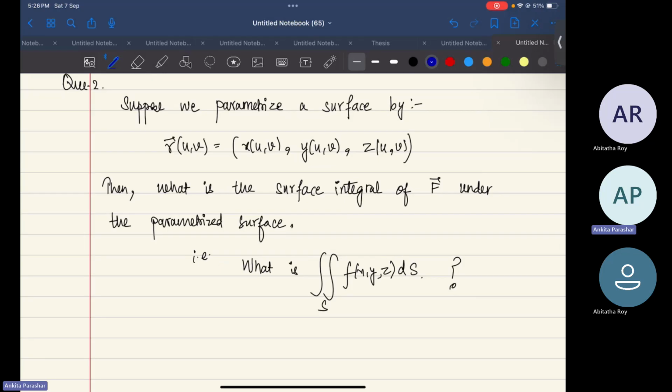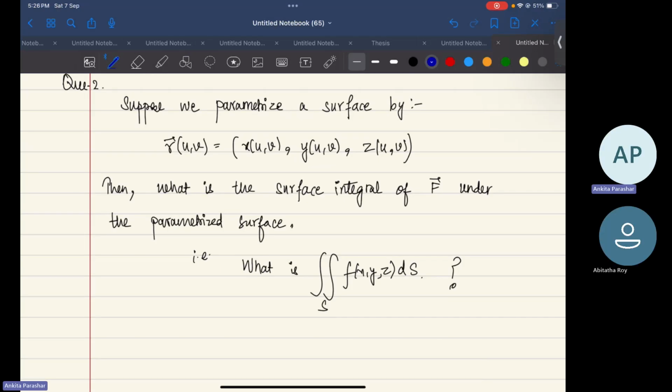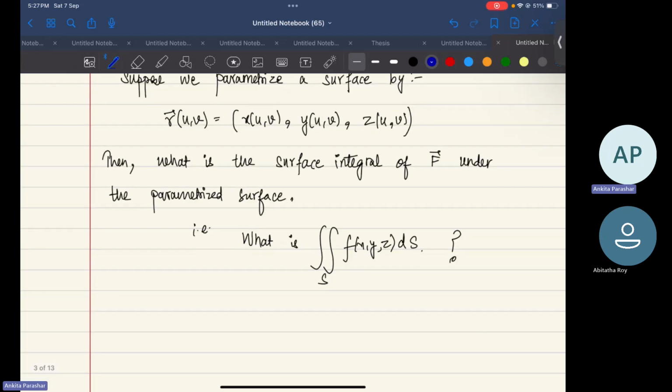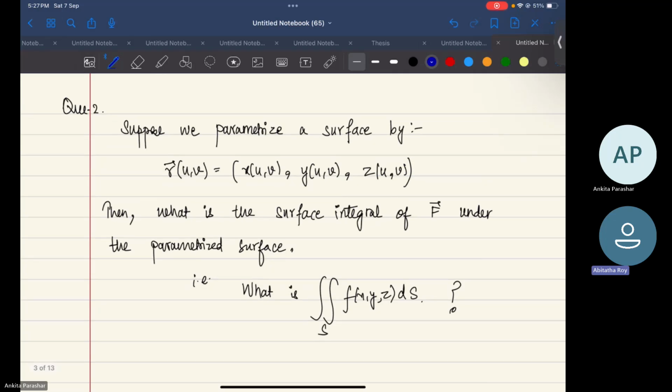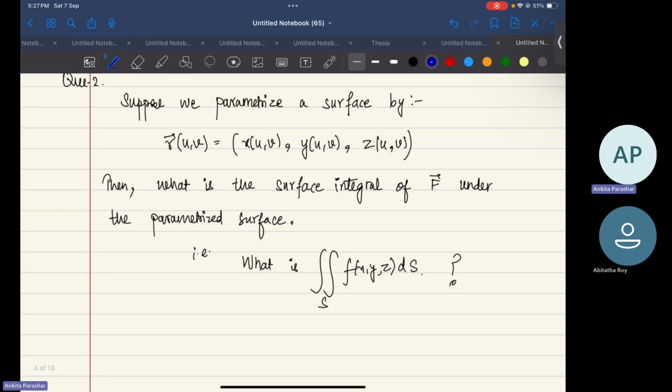Another question: suppose we parameterize a surface by some parameterization with parameters u and v. Then what is the surface integral of f over the parameterized surface? It is the integral over the surface, and the surface has been changed by some parameters. Then of course ds would change, f would change, and the region would change. So how would the integral look then?